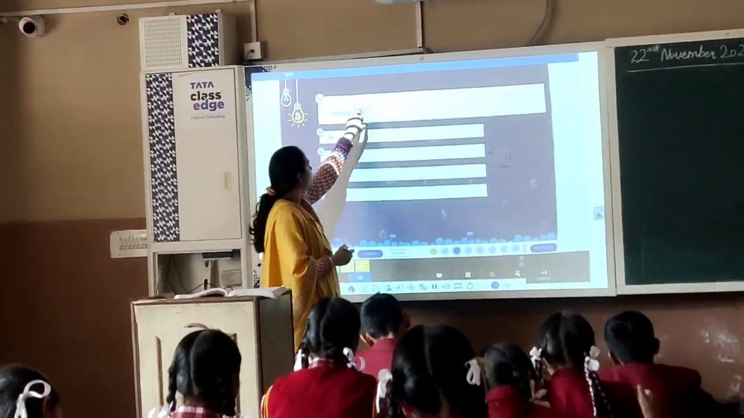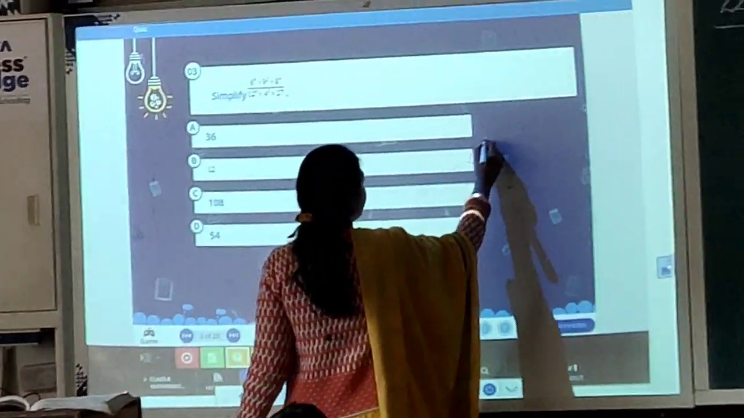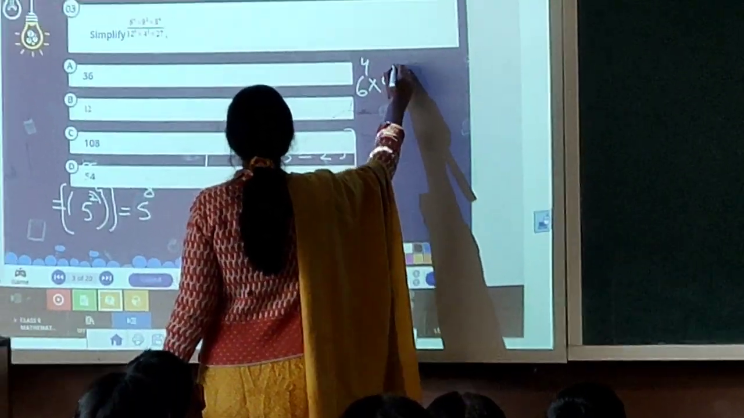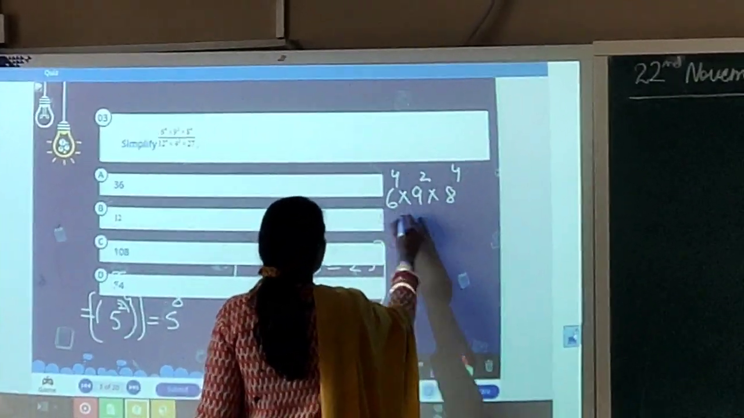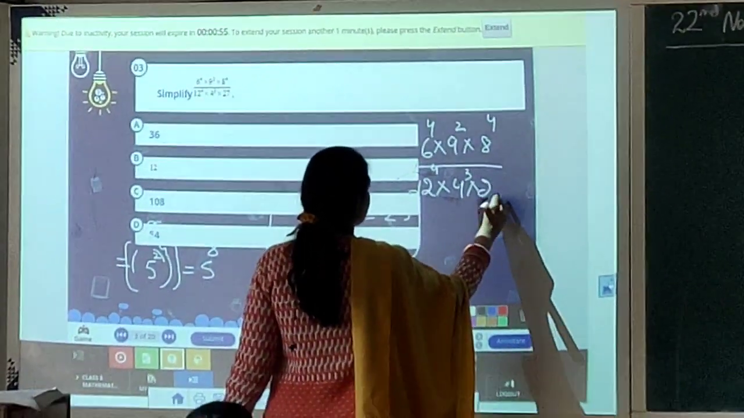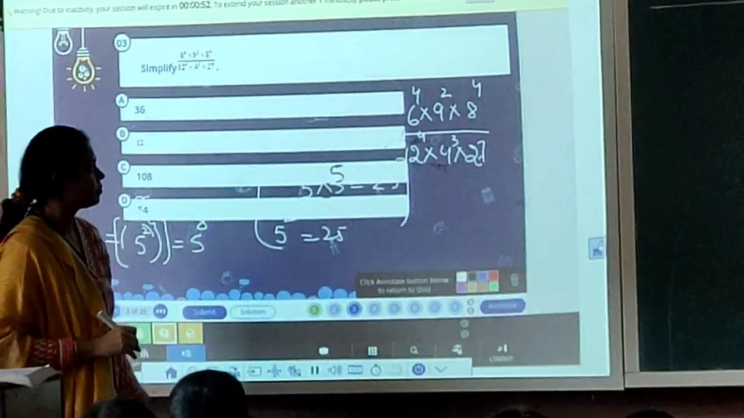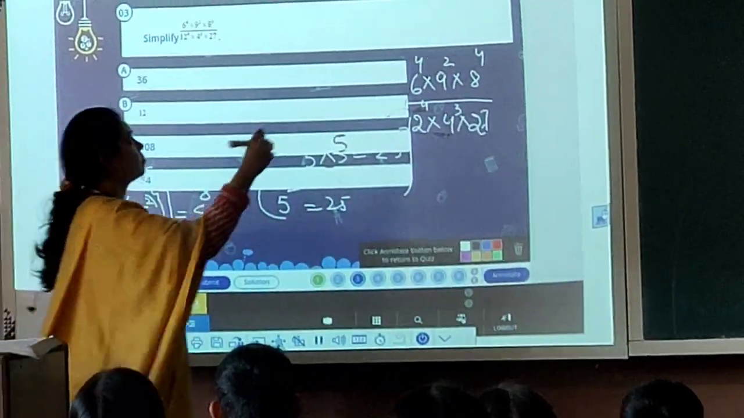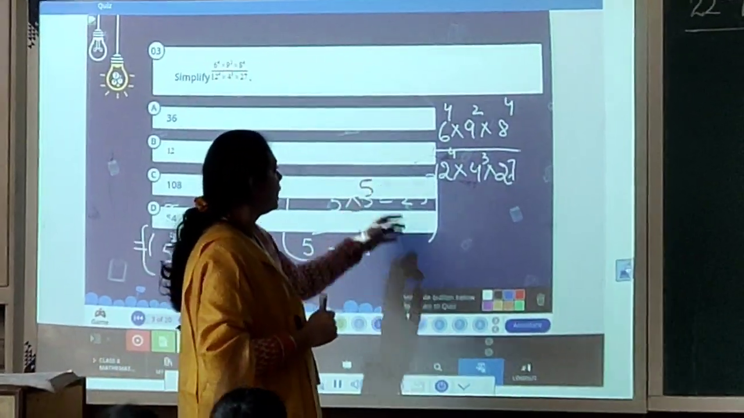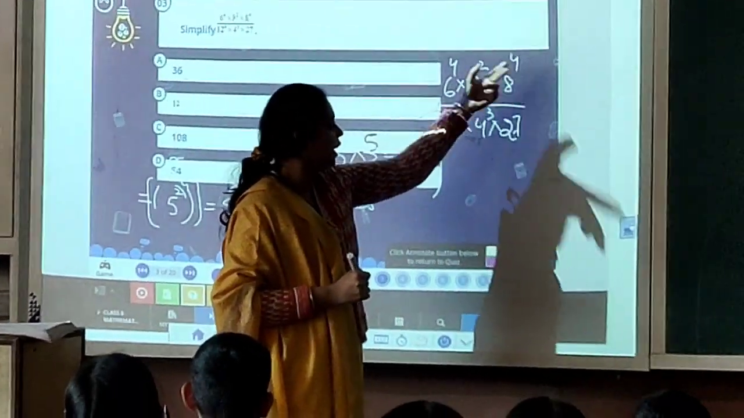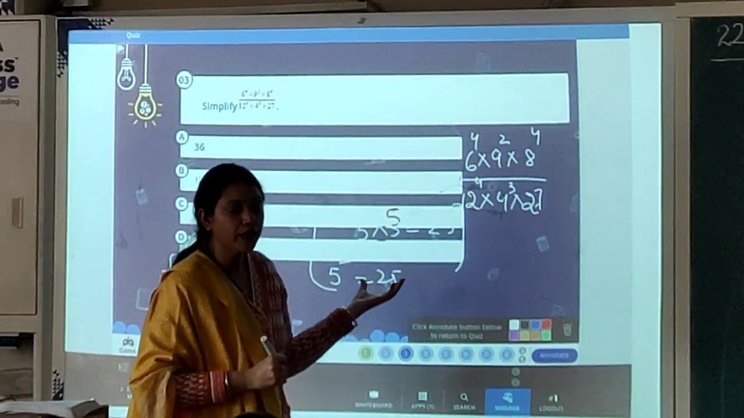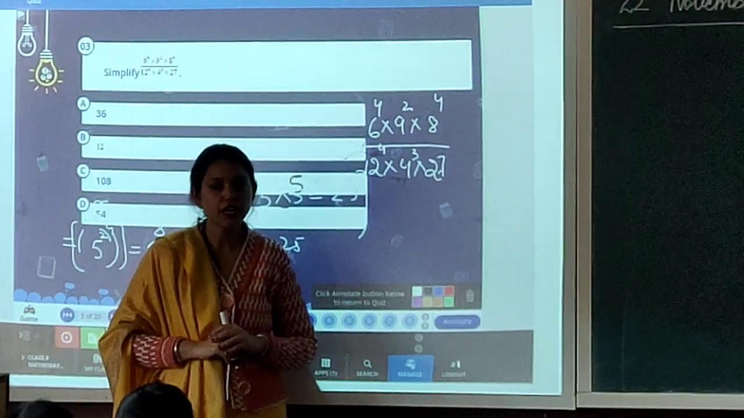Ready? So solve it. 6 raised to power 4 into 9 squared into 8 raised to power 4, upon 12 raised to power 4 into 4 raised to power 3 into 27. I'm going to write it here. Now 27 can be written as, tell me fast.